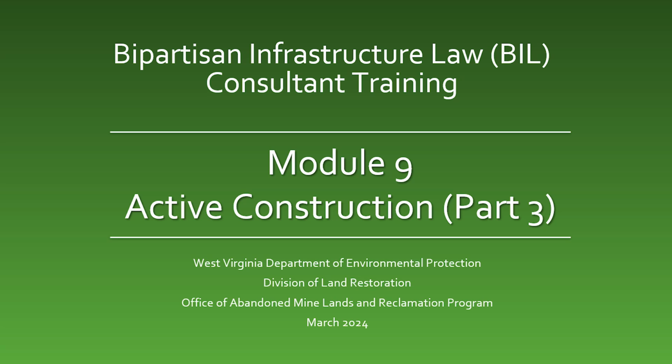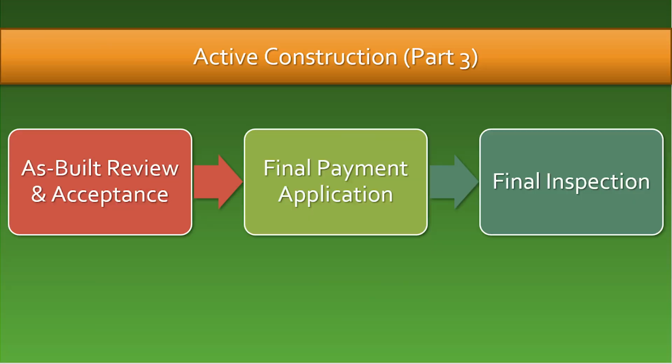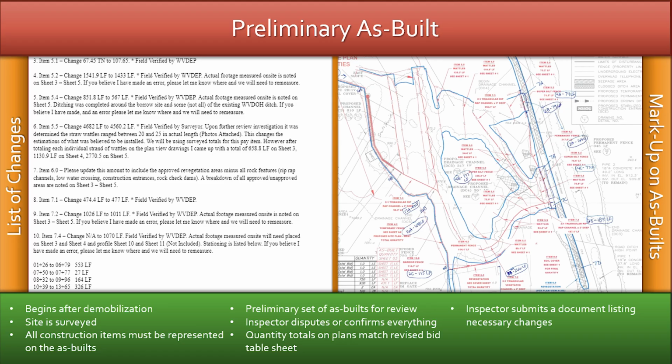Module 9, Active Construction, Part 3. This module covers the time after demobilization of equipment from the project site to when the final inspection occurs. This module is divided into 3 sections: As-Built Review and Acceptance, Final Payment Application, and Final Inspection. Each of these topics will contain a series of tasks for completion.